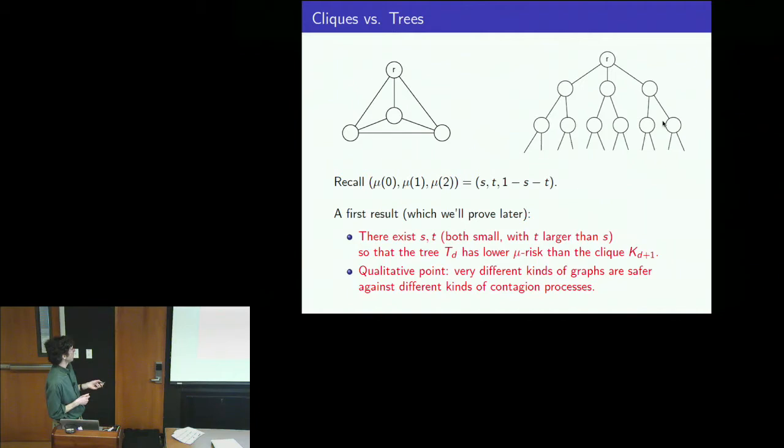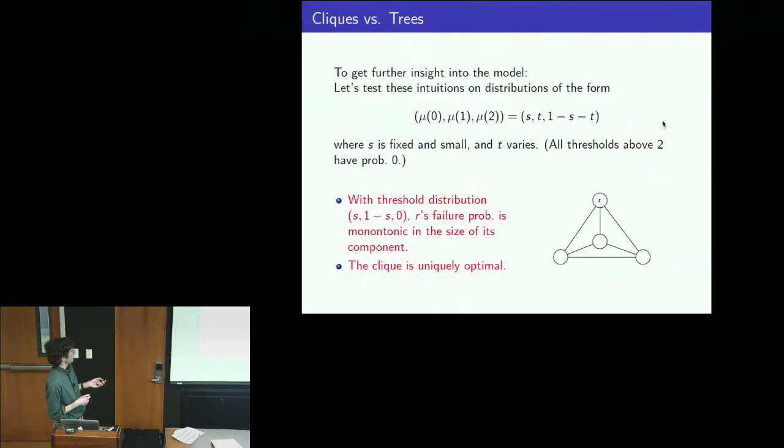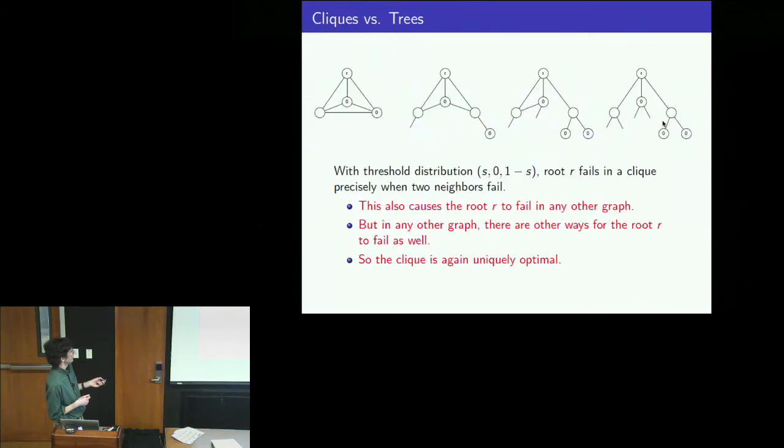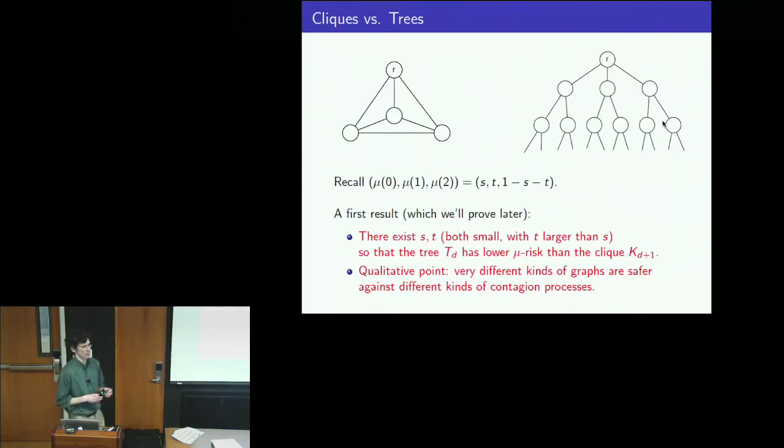So there actually exists S and T. So these two are on a line segment between this one and that one, right? And so if I think from a point of view of is this property convex, this is an average of those two. So I put some weight on 1, some weight on 2. I keep S the same as it was. And there exists a choice of T, small, but larger. T is larger than S here. So the tree actually is safer than the clique.